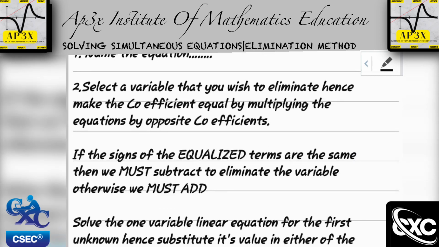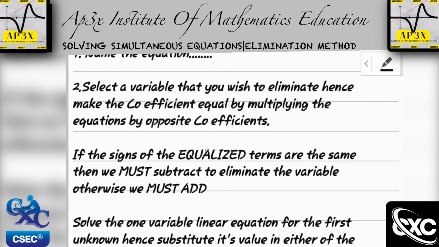Now, once you get the coefficients of the variables you wish to eliminate equal, then you have to check to see: are the signs of those variables the same, or are the signs different? If the signs are the same, then you are going to subtract to eliminate. However, if the signs are different, you are going to add to eliminate. You're going to be adding equation 1 to equation 2 if the signs are different, or you're going to be subtracting equation 2 from equation 1 if the signs are the same.